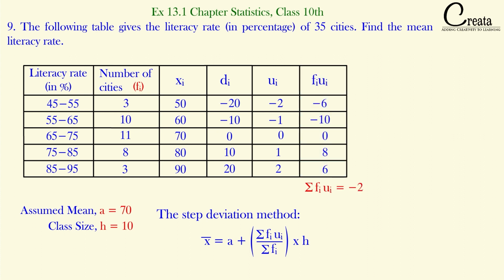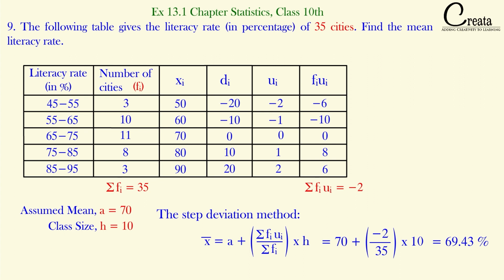Similarly, what is the addition of all the frequencies? It will be 35. No need to do the addition, just refer to the question. It is given 35 cities. So we got sigma fi equal to 35. Let's use the formula of the step deviation method. Here a, the assumed mean, is 70. Class size h is equal to 10. Let's put in all the values and solve it. We got our answer, that is, the mean literacy rate is 69.43%. That is the answer.